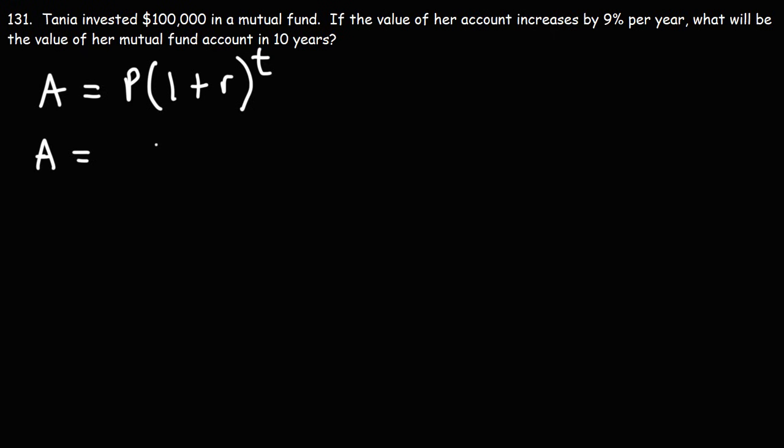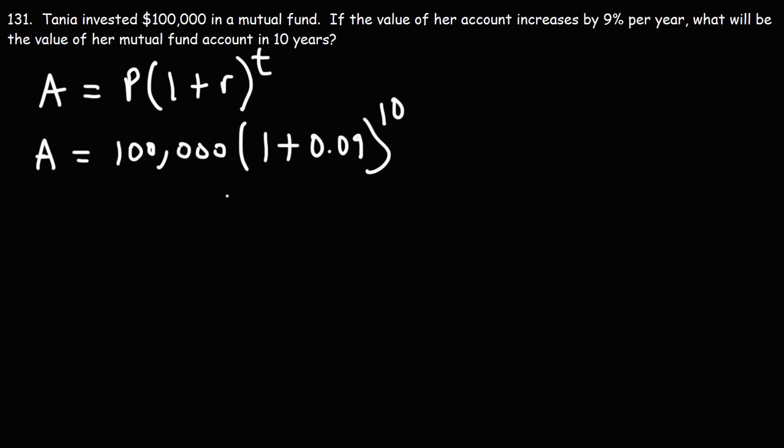Her initial investment is 100,000. The interest rate is 9%, so 0.09, and T is 10. One plus 0.09, that's 1.09.